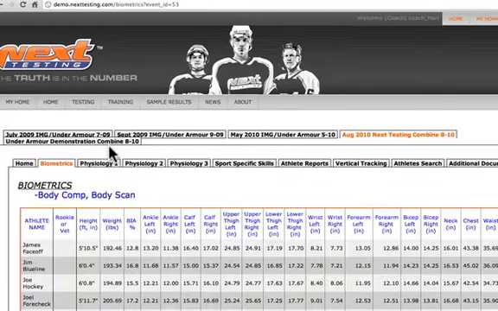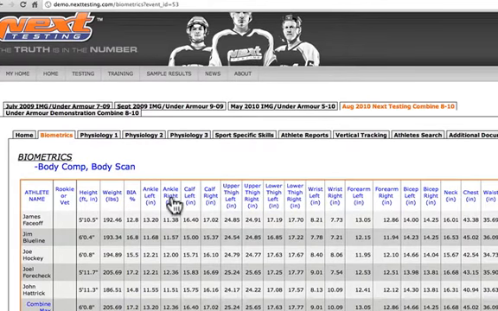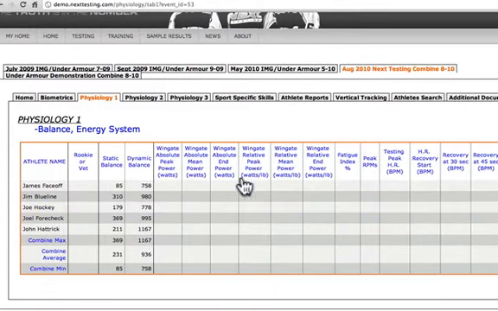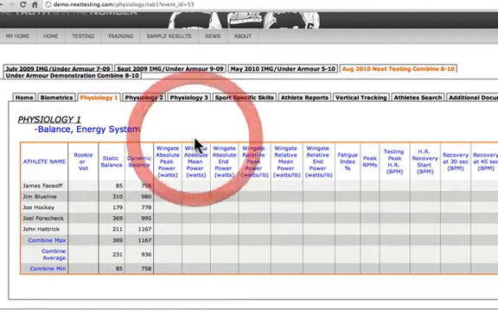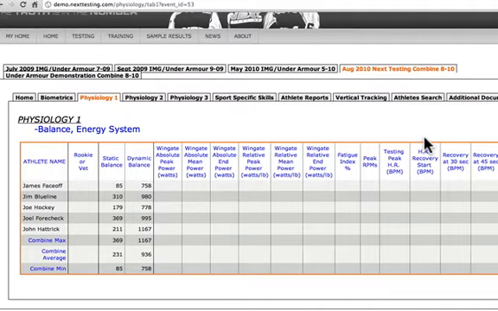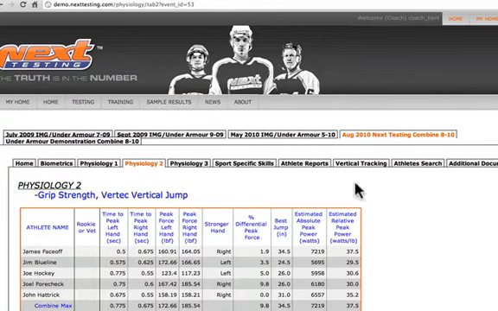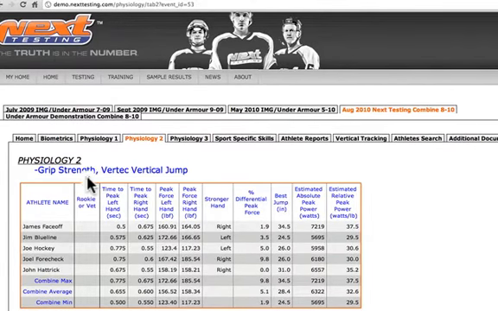This is the biometrics tab for these 5 athletes. So this event only had 5 athletes. The biometrics tab represents the body composition, body scan. This is the physiology tab, and for this event they did not do any Wingate tests, they only did the balance test. They also didn't do any heart rate recovery tests. Go to physiology 2. This is where you get the grip strength and the vertical jump.